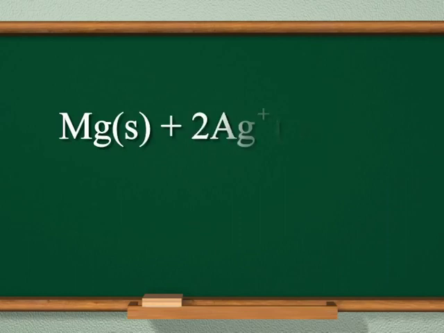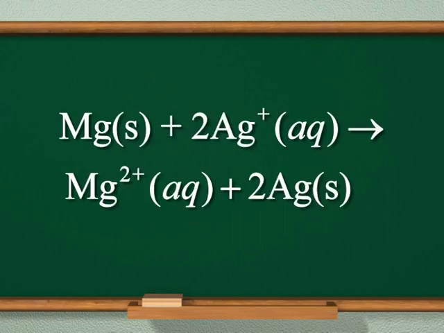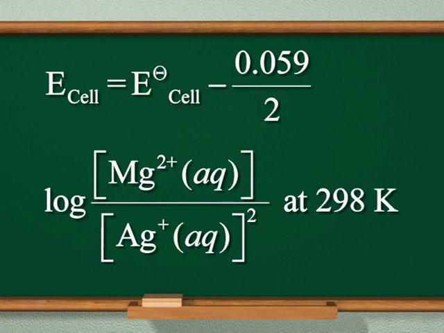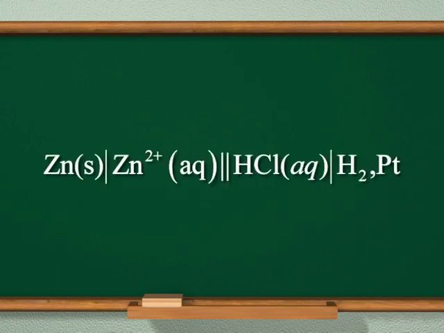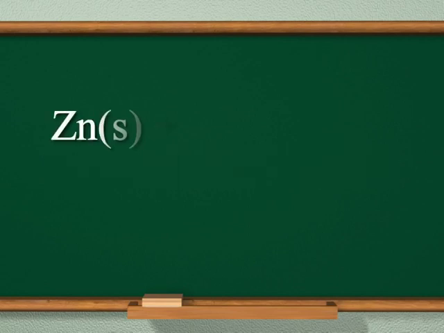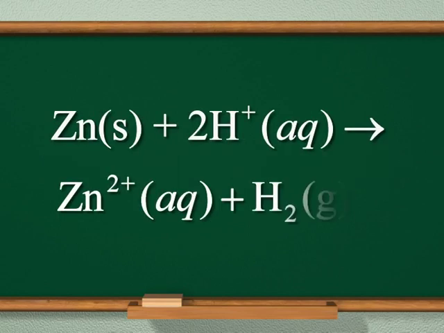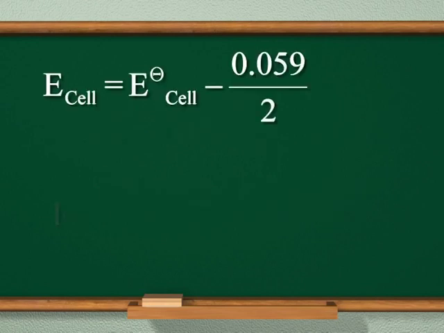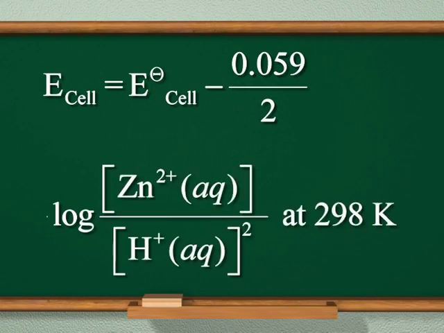The cell reaction is as shown on the screen. Here n is equal to 2. The Nernst equation is again as shown on the screen. Let us take another example. Zinc half cell, salt bridge, hydrogen half cell. Have a look at the cell reaction shown on the screen. Here n is equal to 2. Let us have a look at the Nernst equation at 298 Kelvin.